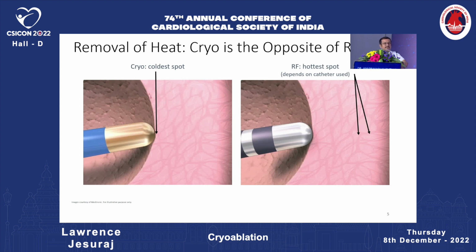So these are two ways we create lesions. One is by radiofrequency ablation, where you create a lesion by heating the tissue. In cryo, you create a colder spot just close to the catheter and create a lesion.